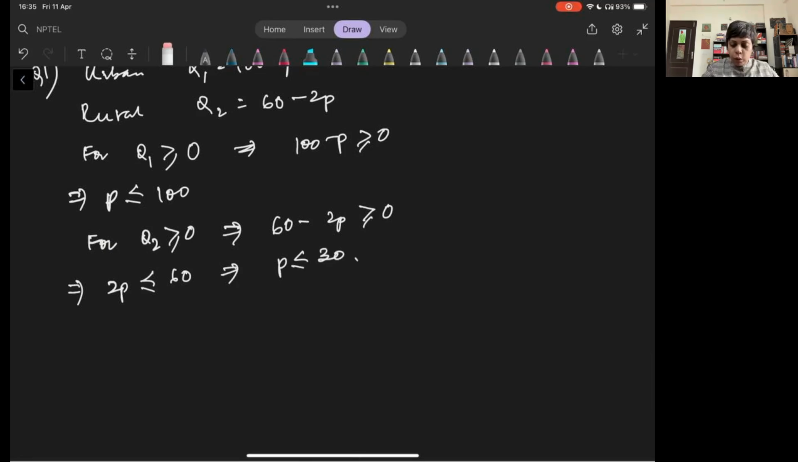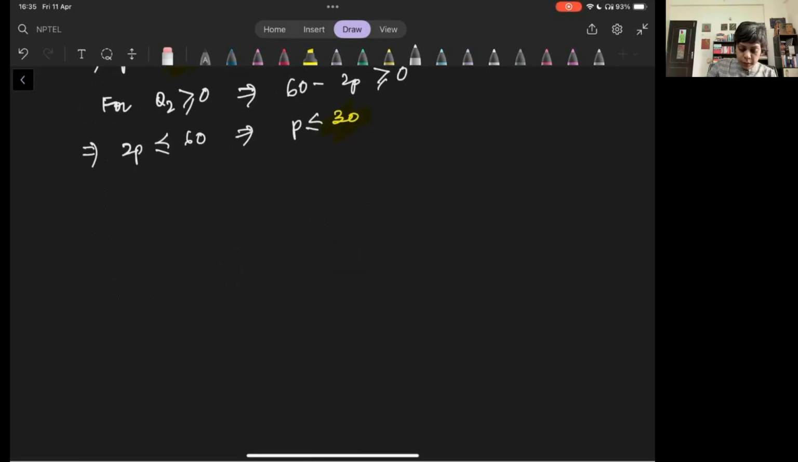So there are two slabs, or two values, at which the demand curve will change. If price is less than 30, then both rural and urban buyers will buy the tomatoes. If price is between 30 and 100, then only the urban buyers will buy it. And if price is more than 100, then nobody will buy the tomatoes, right? Intuitively, that is what it means.